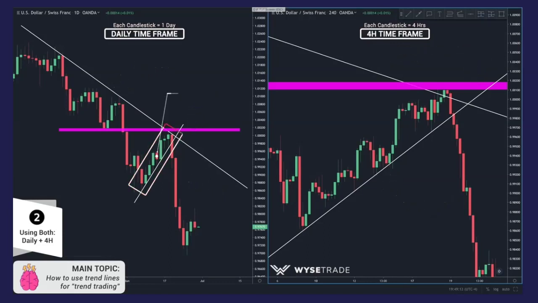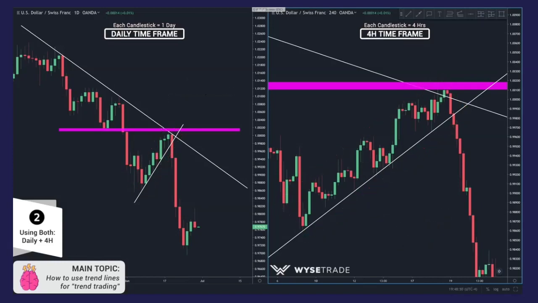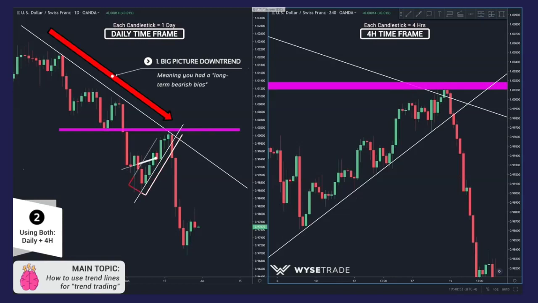On the daily time frame short-term uptrend, you couldn't see much, but now in contrast, on the 4-hour time frame, you can see so much more detail. You can actually see the swing highs and swing lows of price. Now that you understand multi-time frames, let's recap this all. You had a big picture downtrend, meaning a long-term bearish bias, but a short-term uptrend, meaning a short-term bullish bias, which means you were conflicted in your direction.